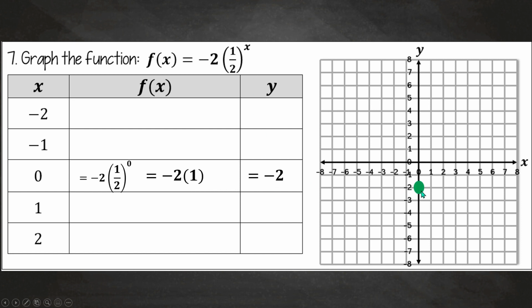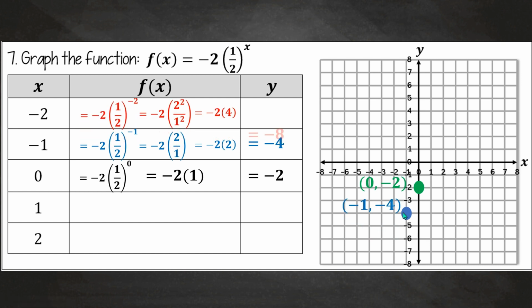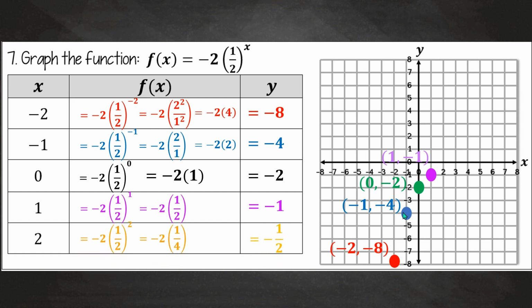So our first point is going to be -2. That is our y-intercept. From there, we can follow our ratio, or we can plug in our x values and find our y value so we have an ordered pair. So at -1, our point is -4. So -1, -4. Then I'm going to plug in the -2 and I get -8 for my y. When I plug in 1 for my x, I get -1. And when I plug in 2 for my x, I get -1/2.